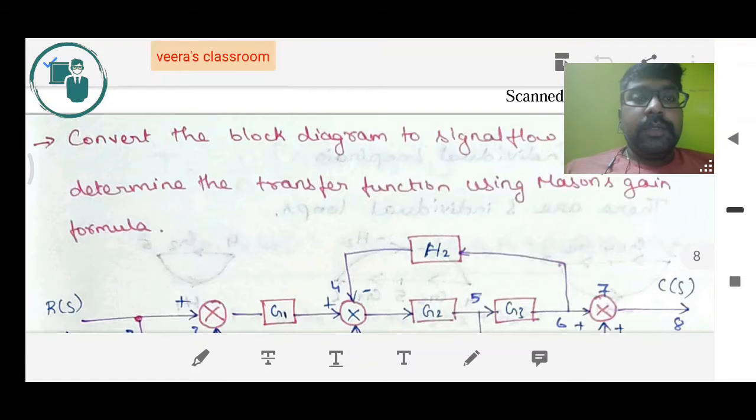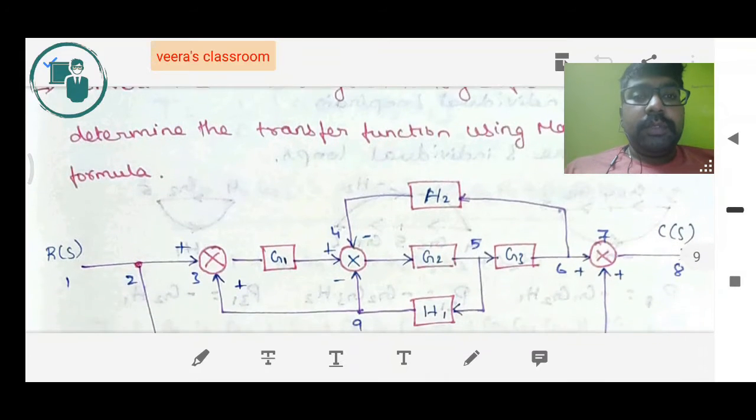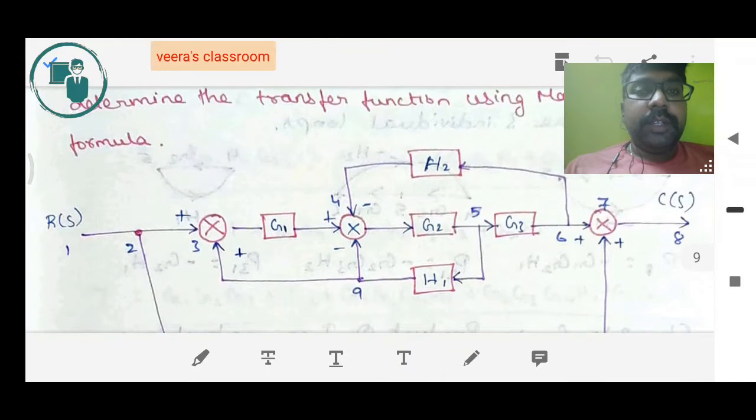Welcome to Veera's classroom. In the series of signal flow graph problems we have seen earlier, this is the second problem, where we are converting a block diagram to a signal flow graph and then finding the transfer function by using Mason's gain formula. This problem is somewhat more complex than the previous one.